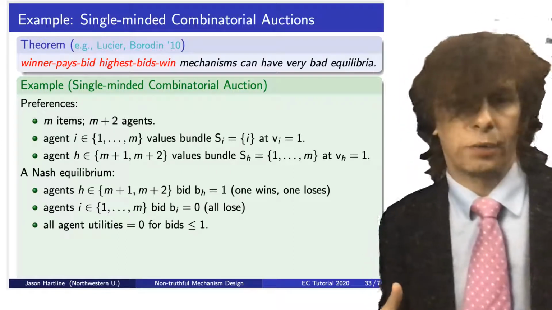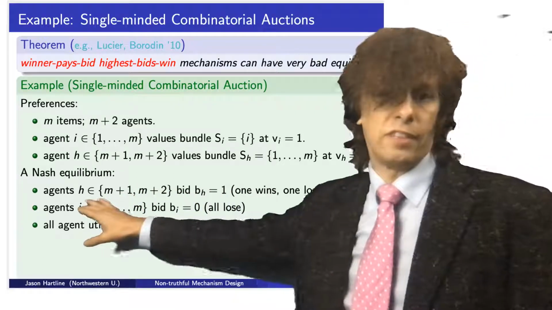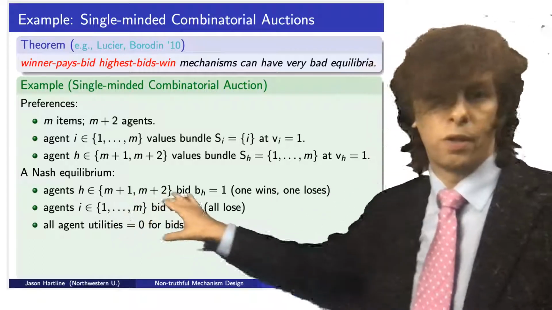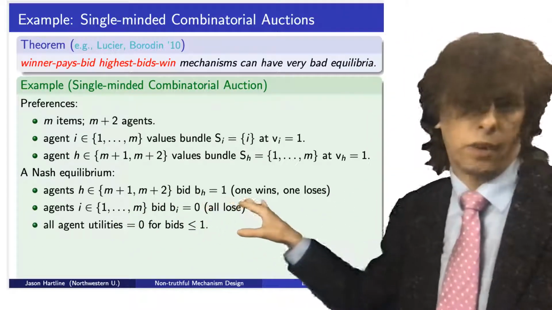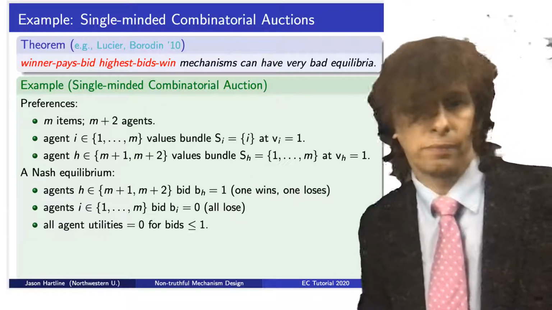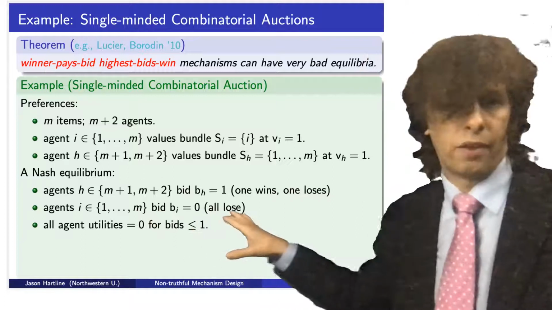Okay, so here's a Nash equilibrium. The Nash equilibrium is, we'll have these 2 agents, h is m plus 1 or m plus 2, bidding 1. Okay, look, one of them will win, one of them will lose. Maybe we break ties randomly, doesn't matter. All the other agents are going to bid 0, and all will lose.